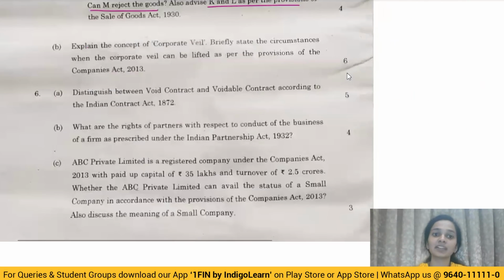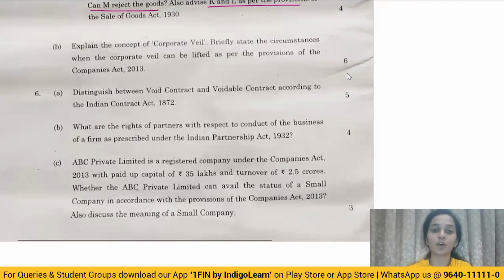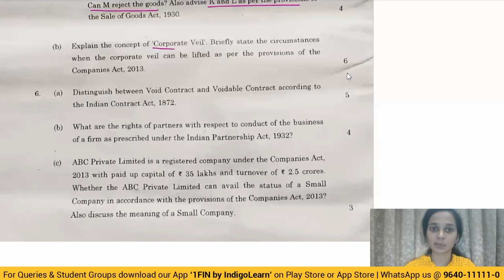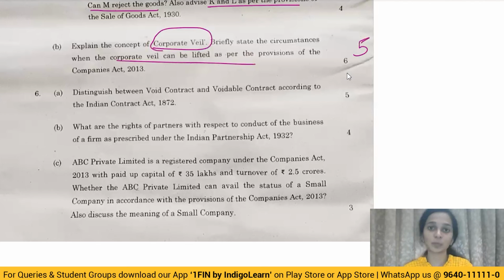Next one is explain the concept of corporate veil. So corporate veil theory is what you had to explain here. Briefly state the circumstances where the corporate veil will be lifted. So there are 5 situations where the corporate veil is lifted. So you had to elaborate, mention in detail about those 5 situations, and also a simple conceptual explanation of what corporate veil theory is. Moving on to the next question.